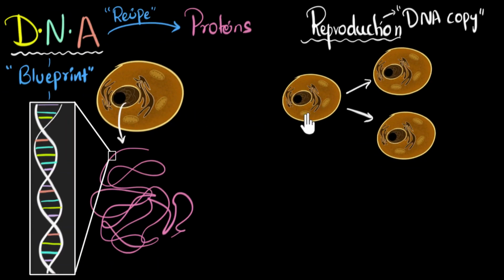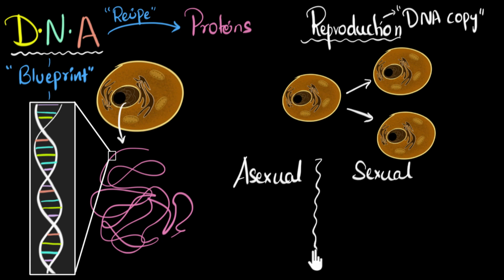And finally, based on how the DNA is formed in the offsprings during reproduction, we can classify reproduction into 2 kinds. We have something called asexual reproduction, and we have something called sexual reproduction. Again, just to give you an overview, because we'll talk about them in great detail in future videos, asexual reproduction happens from just one parent.